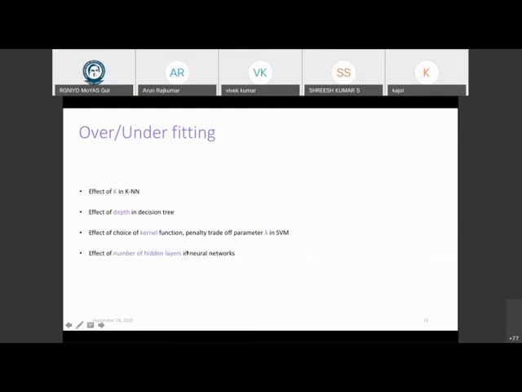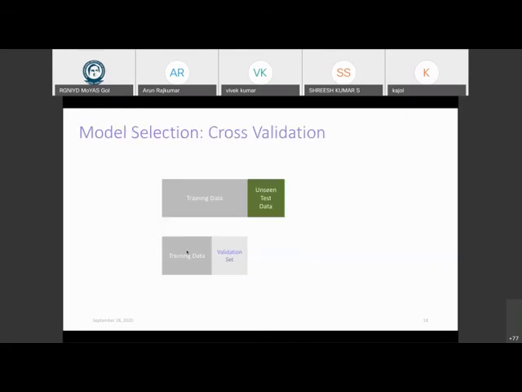Now, how do we decide what is the right K, the right depth, the right kernel, and the right number of hidden layers? There is no single way to do this. But in practice, I'm going to tell you the most popular way people do this, and that is called cross-validation.